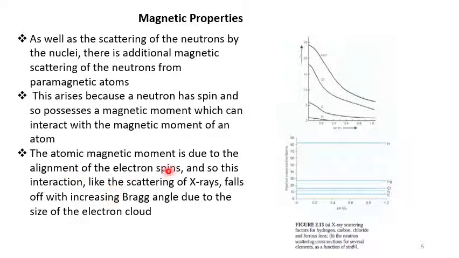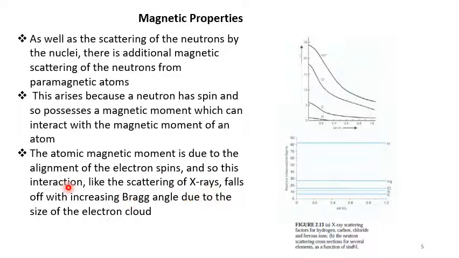The atomic magnetic moment is due to the alignment of the electron spin. This is the reason how magnetic moment in an atom is produced. Magnetic moment in an atom is produced due to alignment of electron spin. When two or more electrons are unpaired, their spins will be parallel, and the material will be paramagnetic.